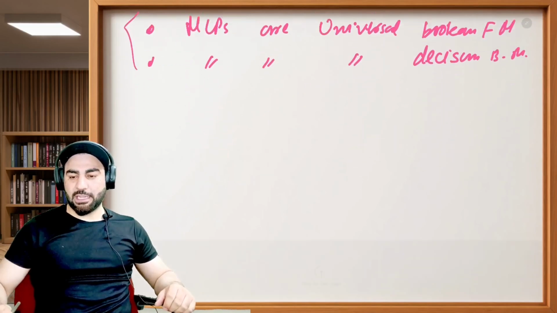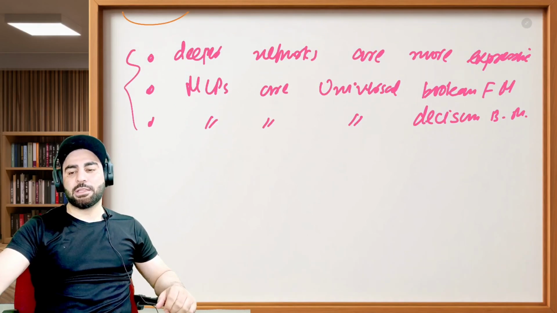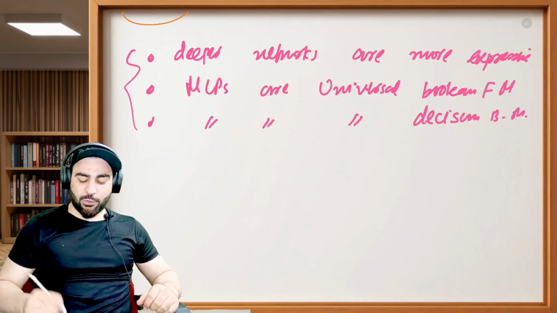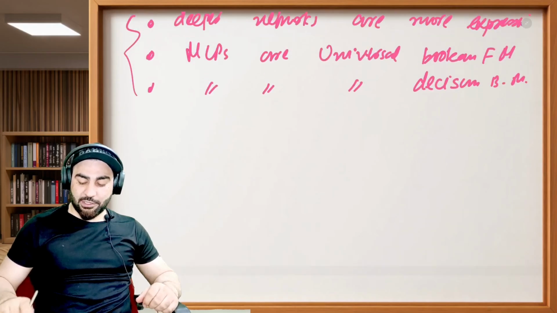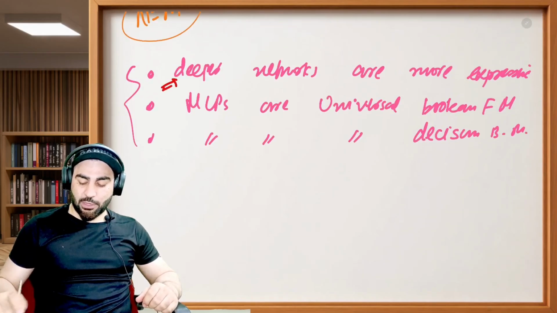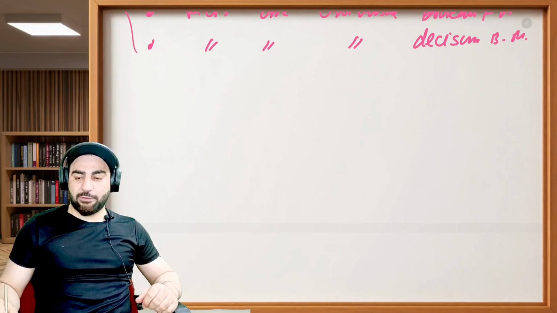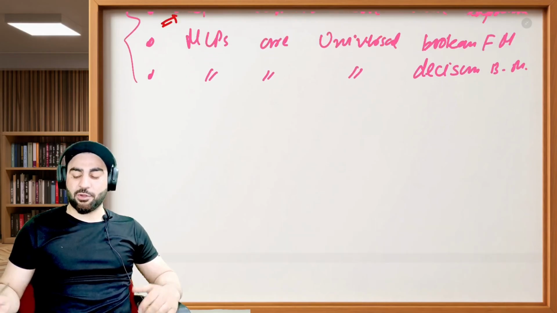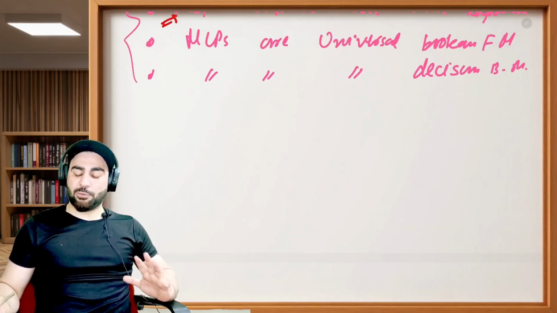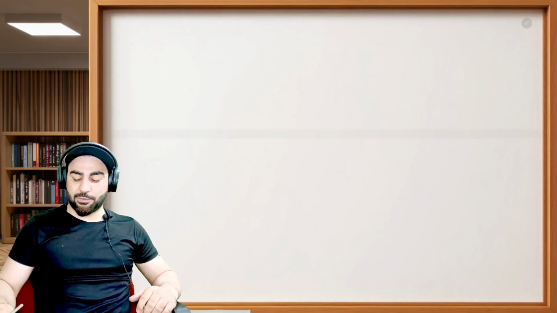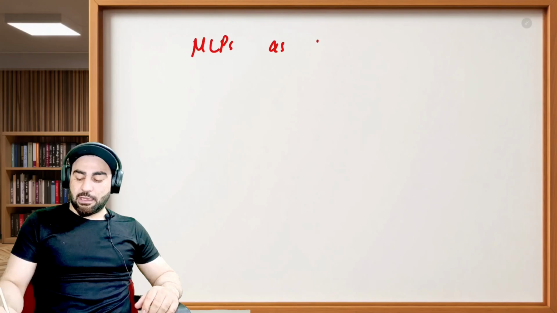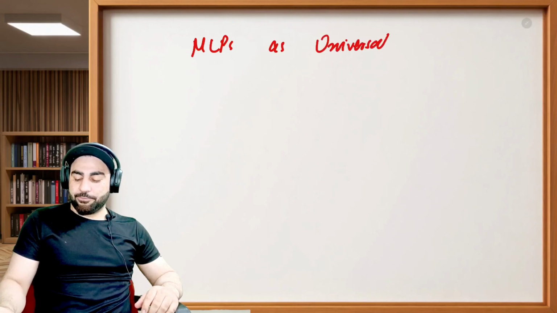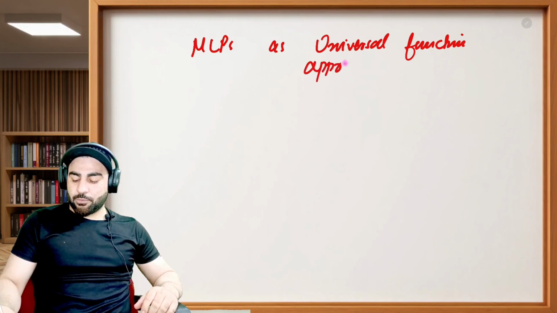Now one more thing that we have to say is that multilayer perceptrons can be used as universal function approximators. That is the third thing in this case. So apart from this deeper thing, you have multilayer perceptrons as universal Boolean function modelers, and then multilayer perceptrons as universal decision boundary modelers, and now multilayer perceptrons as universal function approximators.